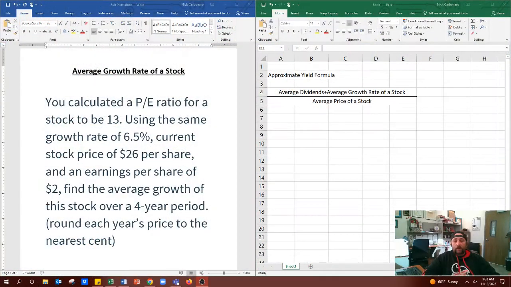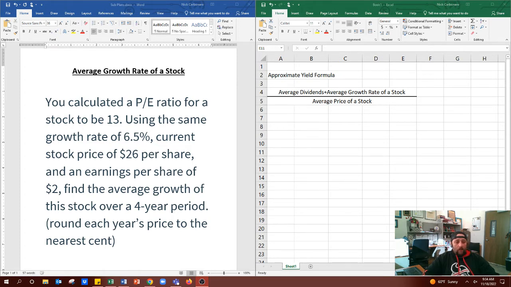So just to give everybody a refresher, the approximate yield formula is the average dividends, which we did in the previous video, plus the average growth rate of a stock, which we'll be doing in this video, divided by the average price of a stock, which will be in part 3, video number 3 of this series. On the left-hand side, you'll see the example that we're going to be going through. On the right-hand side, we will be calculating it.